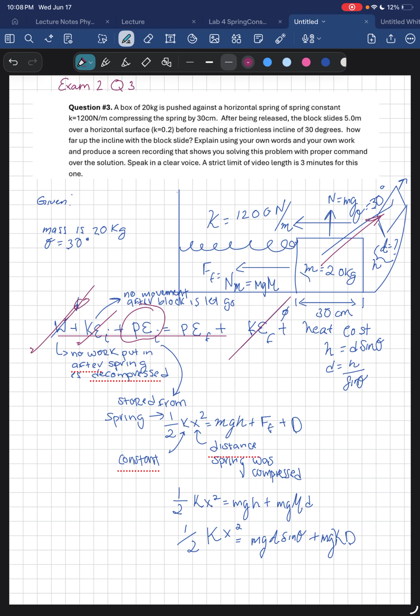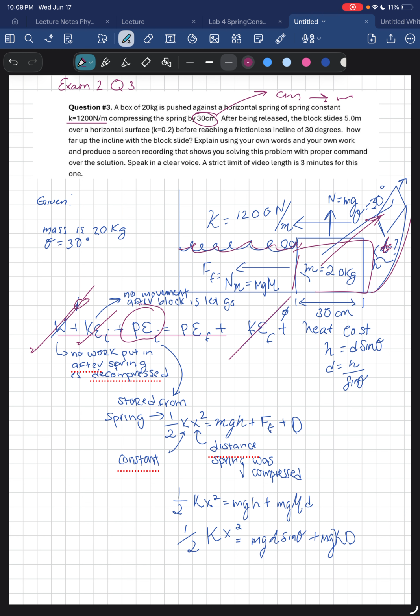And I drew it. This is the horizontal plane, this is the spring, and the block. Remember, we're going up an incline and we're asking what's the distance traveled, or the displacement. So now we're going to set it up. We're going to set up 1/2 times k, the spring constant, which is 1200 newtons per meter, times x, which is the distance the spring was compressed, squared. That's the 0.3, and we're going to convert this from centimeters to meters.